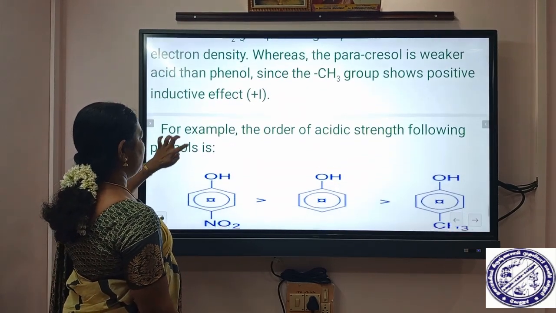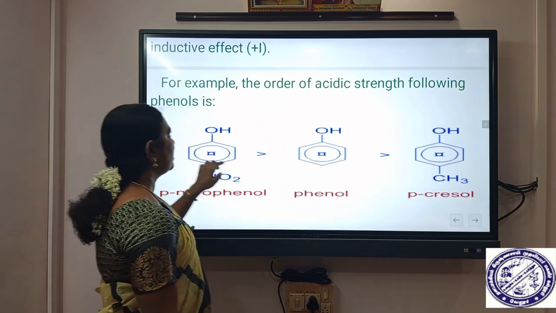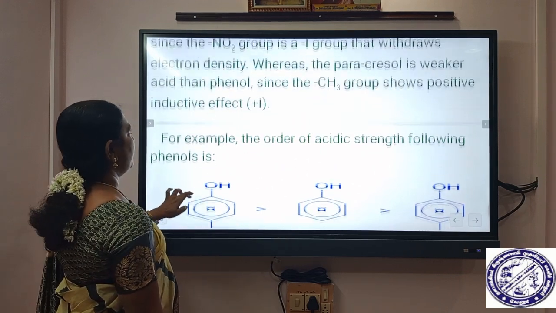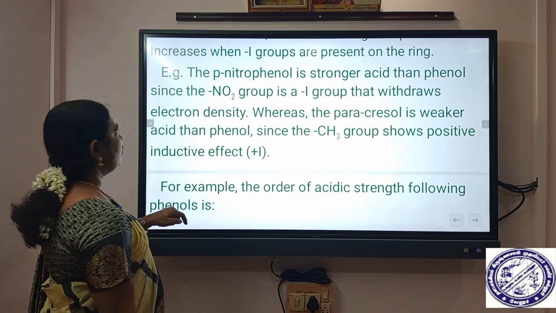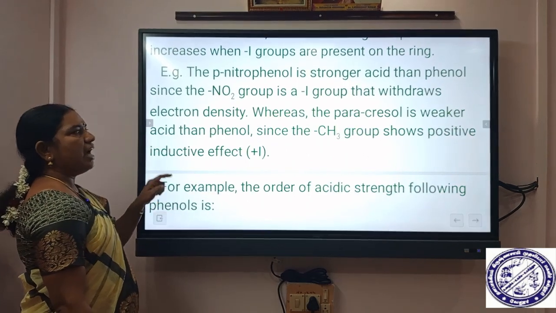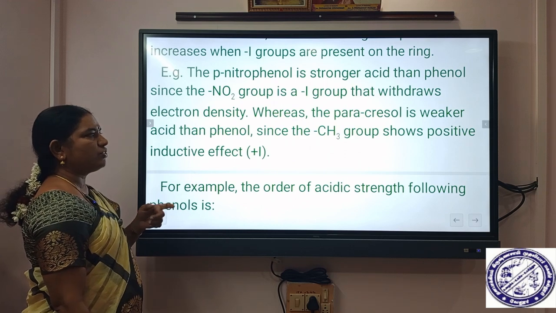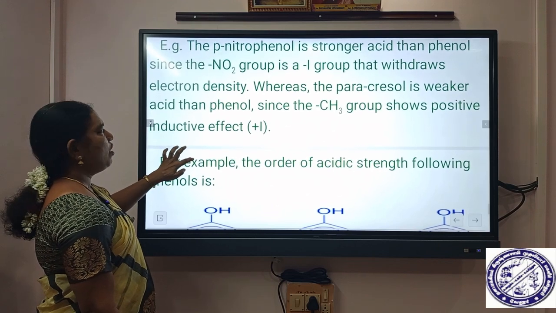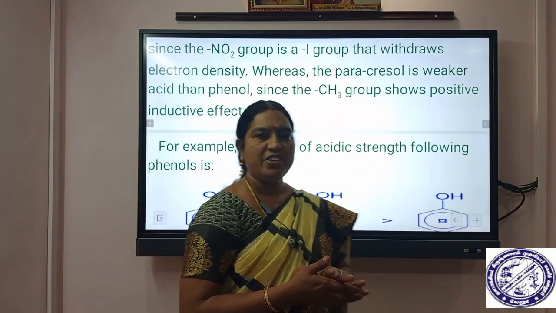Another very good example is para-nitrophenol, phenol and para-cresol. Here we can see that the acidic strength is increasing in this order. Para-nitrophenol is a stronger acid than phenol since the NO2 group is a minus I group which withdraws electron density, whereas para-cresol is weaker than phenol since the CH3 group shows a positive inductive effect.